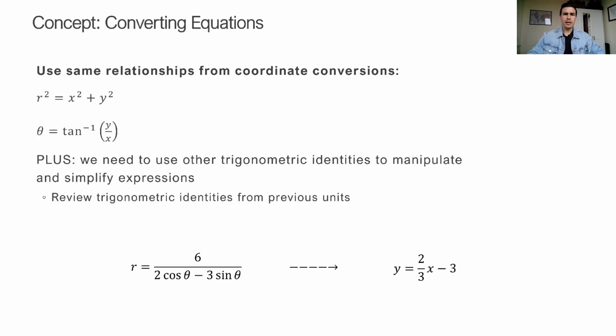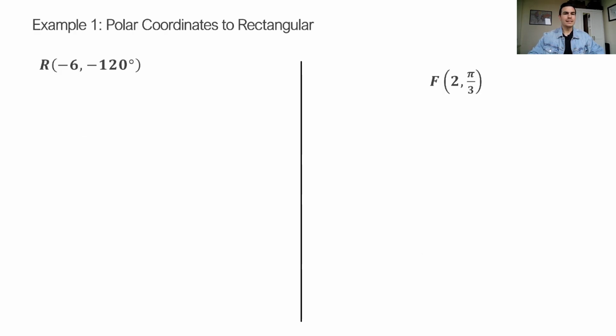So that's it for our concept, guys. Let's get right into our examples here. We've got quite a few today. So we're going to convert our coordinates from polar to rectangular. So again, my x value is going to be r cosine theta, y is going to be r sine theta. So we can just go ahead and plug those in, knowing that r is -6 and theta is -120 degrees.